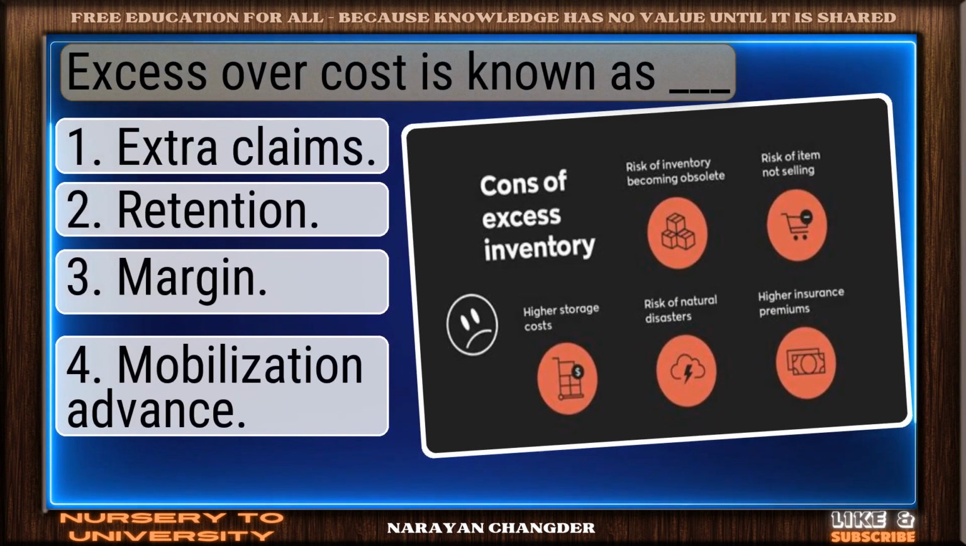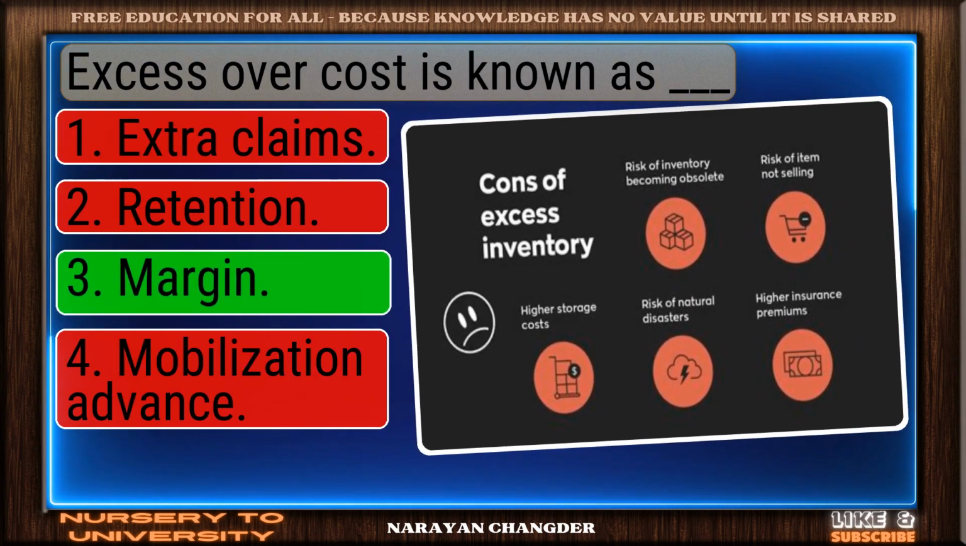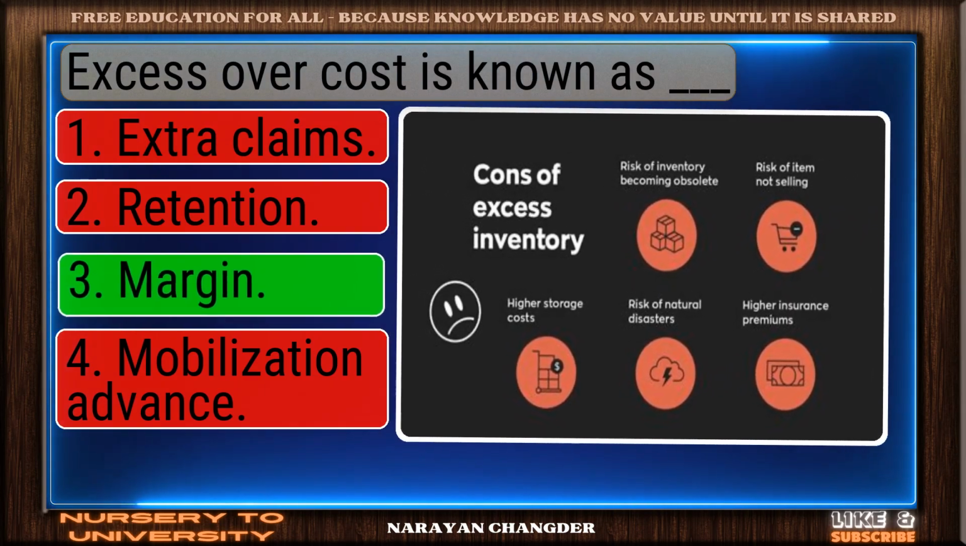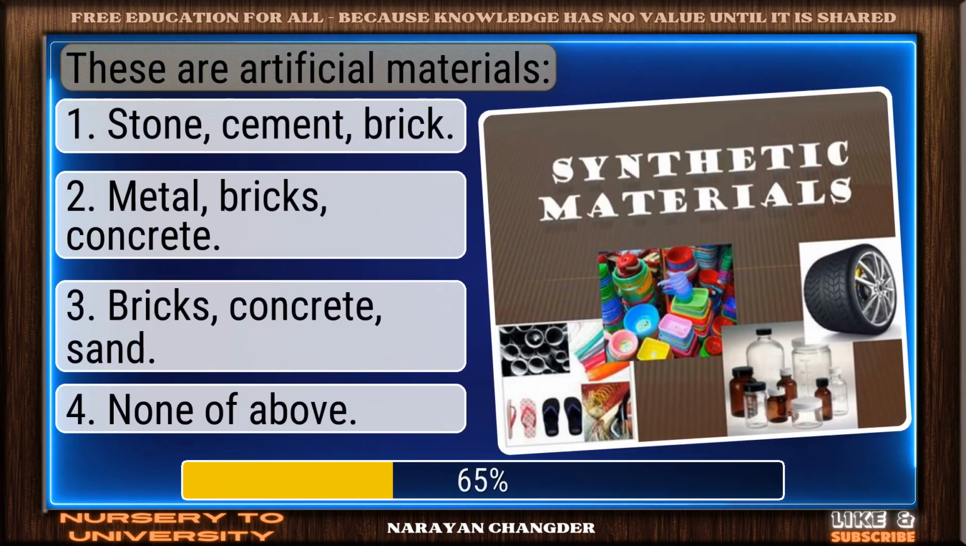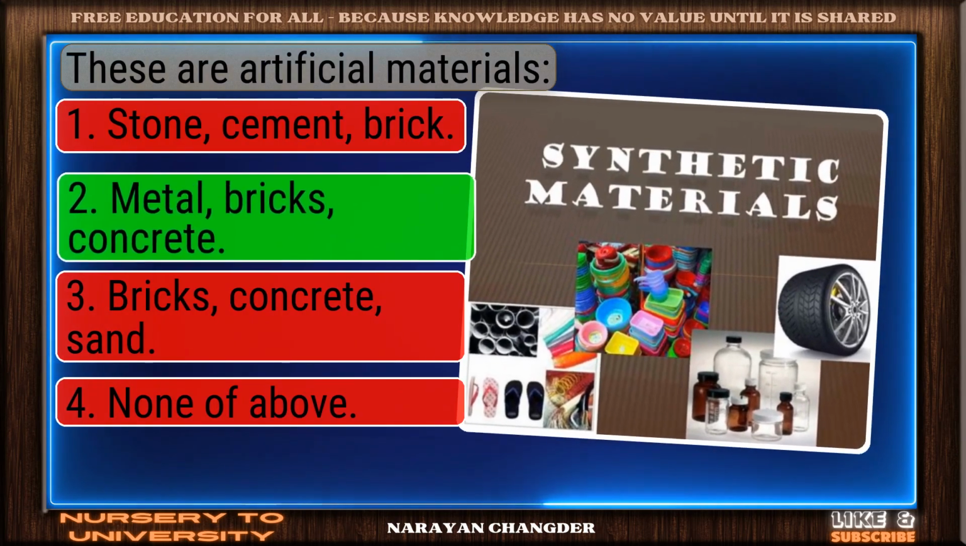Excess over cost is known as dash. Well picked. Margin is the correct answer. These are artificial materials. Marble, bricks, concrete is the answer.